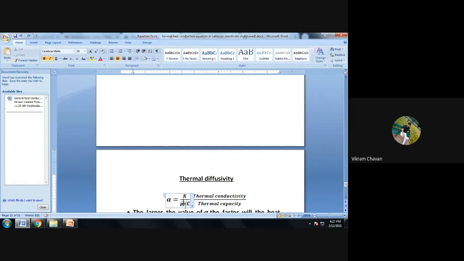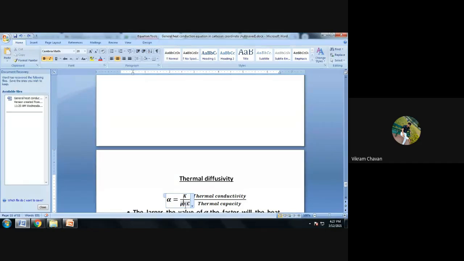Now what does it signify? If any material has higher thermal capacity, then that material stores a maximum amount of heat. Everybody understood what is meant by thermal capacity? If a material has higher thermal capacity, it will store a maximum amount of heat. Whatever it receives, most of it will be stored and used to increase the internal energy of that material.